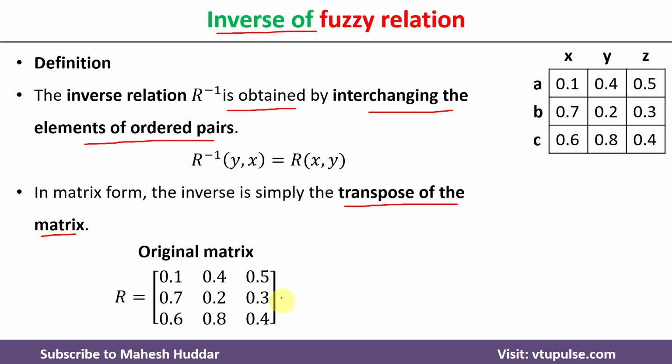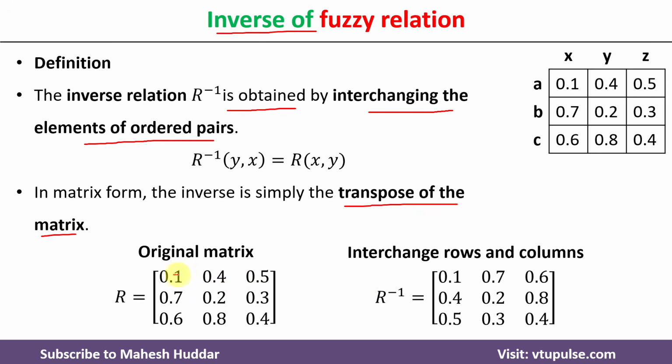So this is the original matrix. We just need to transpose it. The first row will convert to the first column, the second row will become the second column, and the third row will become the third column. This is the inverse of the fuzzy relation. This is how we can find the domain, range and inverse of a fuzzy relation.